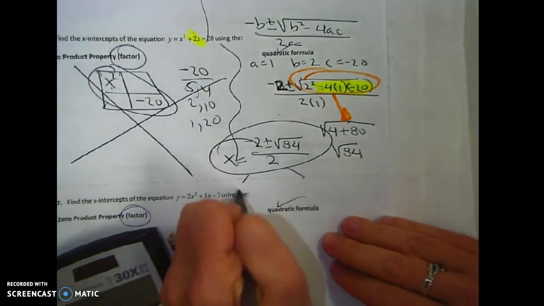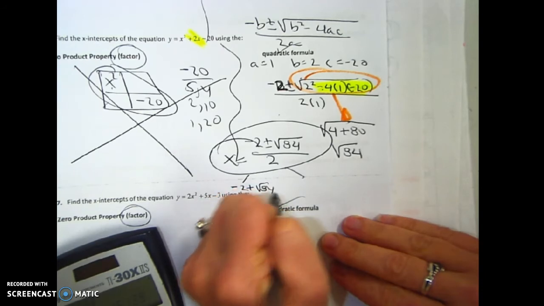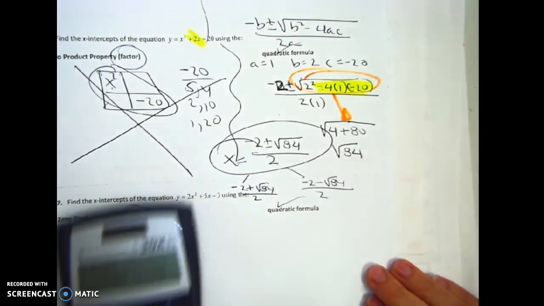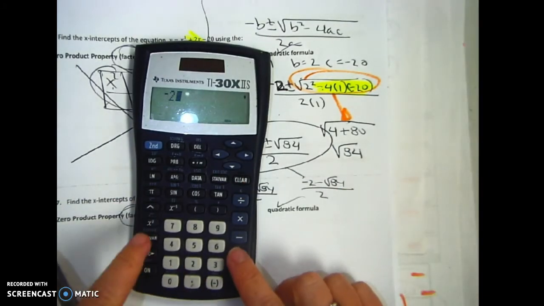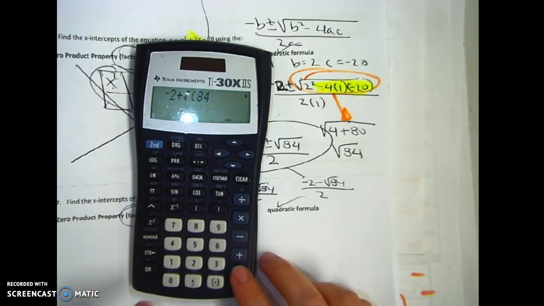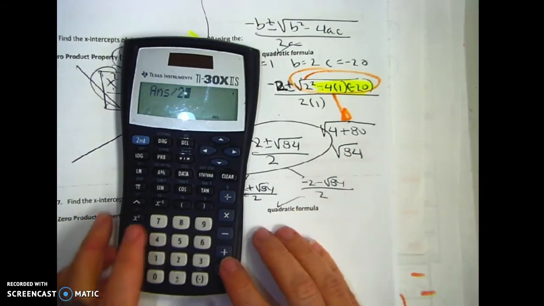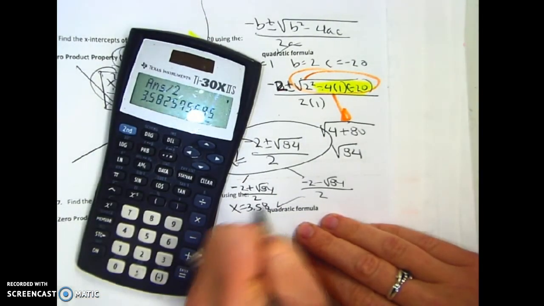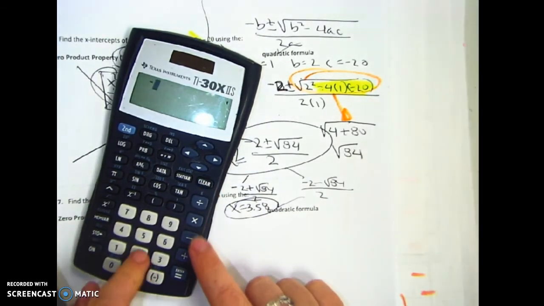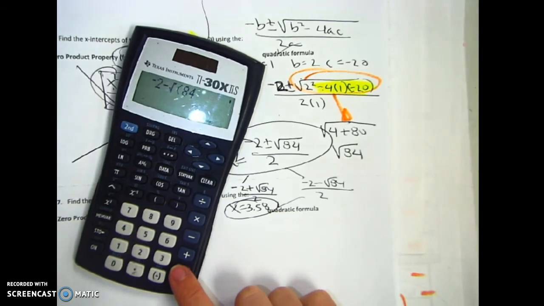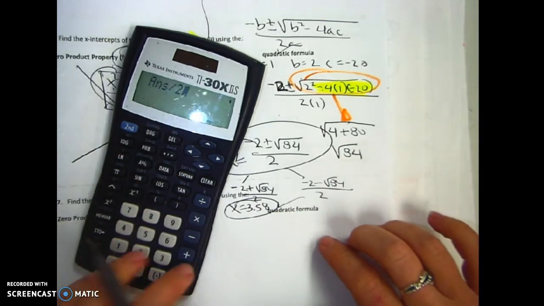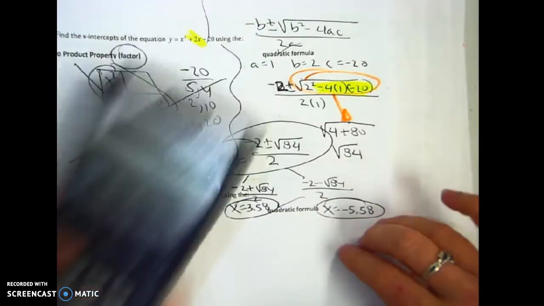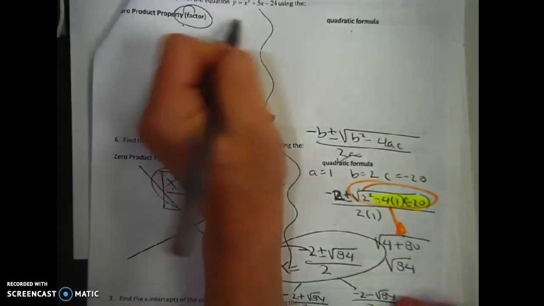If you want to get bonus, you're going to go -2 plus the square root of 84 over 2, -2 minus the square root of 84 over 2, and you're going to pick up your calculator. Let me show you. -2 plus the square root of 84, enter, then divided by 2. So it's 3.58. And then clear, -2 minus the square root of 84, divided by 2. X equals -5.58.